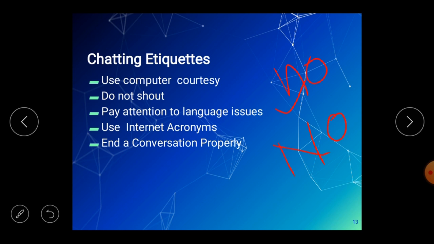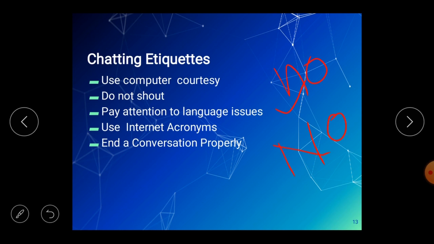So when we have to communicate a message that has more impact, and we want this particular message to have an impact on the receiver, then we use uppercase letters. Normally we don't use uppercase letters because it shows a sort of arrogance when we are talking to someone. Now the next is pay attention to the language issues.